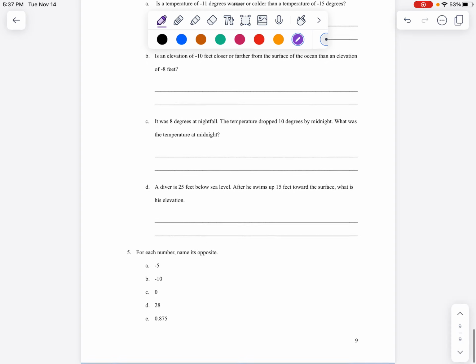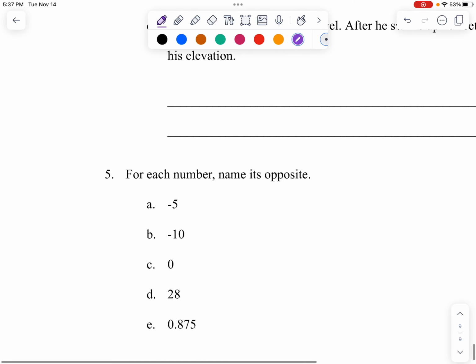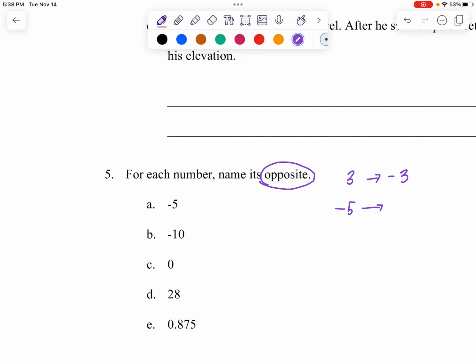The only other thing I want to review quickly is the definition of opposite. Remember, opposites are the same distance from 0 on the opposite side of 0. So let's say I had the number 3. The opposite of 3 would be -3. If I had the number -5, the opposite of -5 would be 5. And so you just want to write the opposite of each number in question 5. That should cover this week's homework.